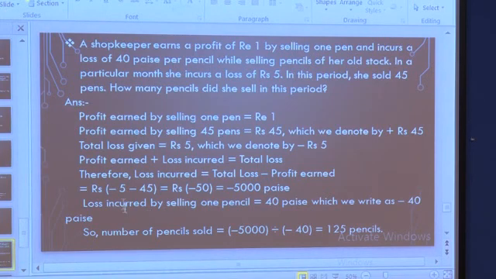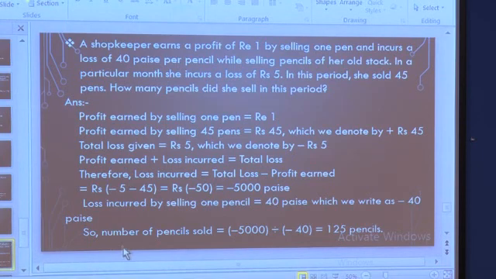We write 45 as a plus, as we had written, but here, due to that subtraction, because we are finding the loss incurred, it is minus 50, which is equal to 5000 paise. It is just a conversion into paise. The loss incurred by selling one pencil is 40 paise, and we write it as minus 40 paise because it is a loss. So, we have to write minus 40.